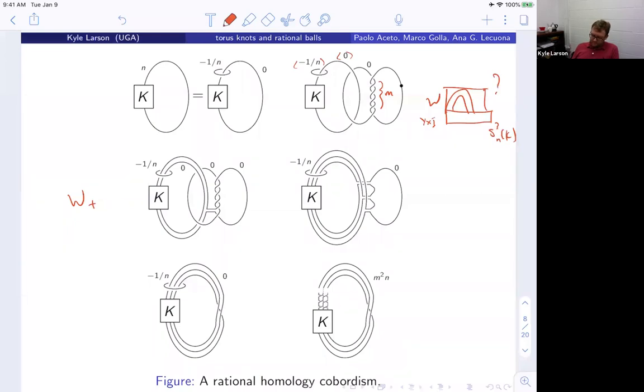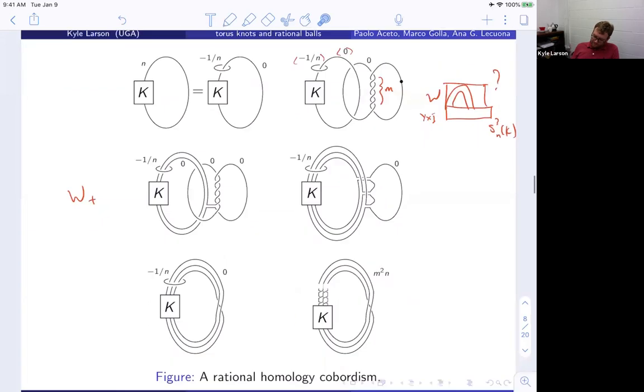Okay, and so the claim is that this should be some surgery on a cable of K, right? And your eyes can glance down here. This is the final answer, right? The claim is that this is what we have. To see that, we have to do a cancellation.